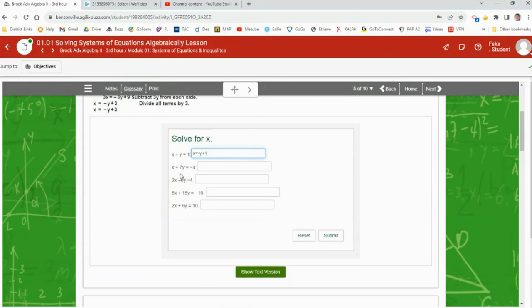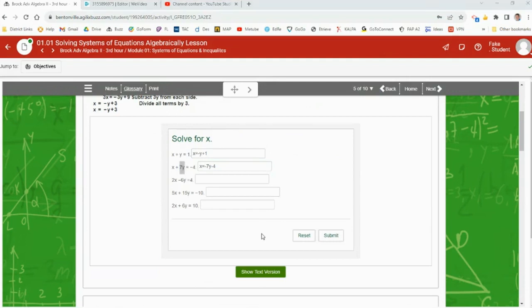If we have x plus 7y equals negative 4, then x equals negative 7y minus 4, because we just subtract the 7y from both sides, and that moves it to the other side and gets the x by itself. On this one, let me write this one down so we just make sure we know what we're doing here.